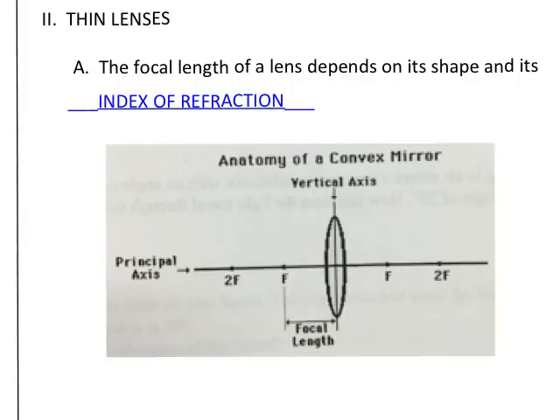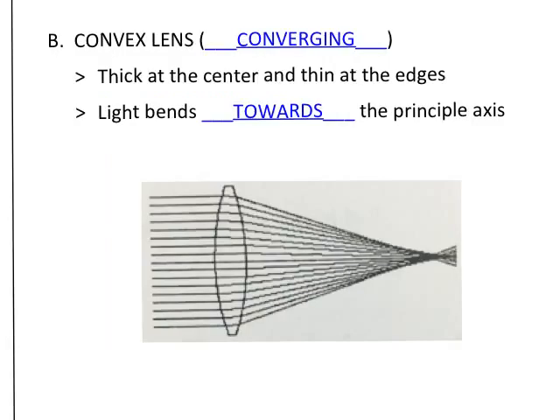Now the focal length of a lens depends on its shape and the index of refraction. So when we talk about its shape, it means how thick or thin that lens is, and then the index of refraction will refer to the actual material that the lens is made of. Both of those things will determine the focal length of the lens itself.